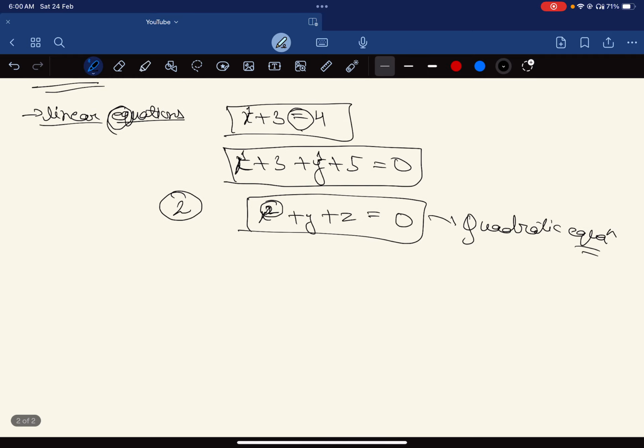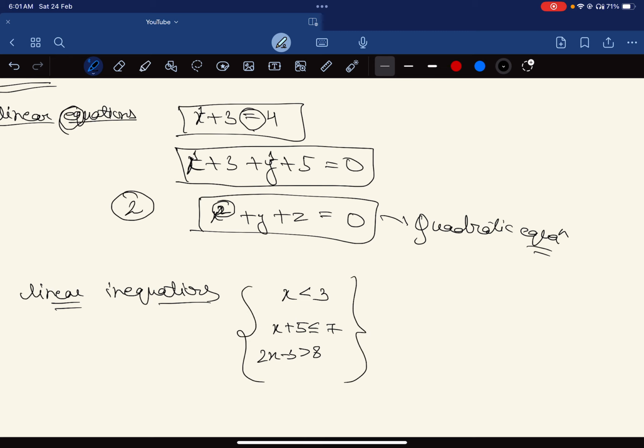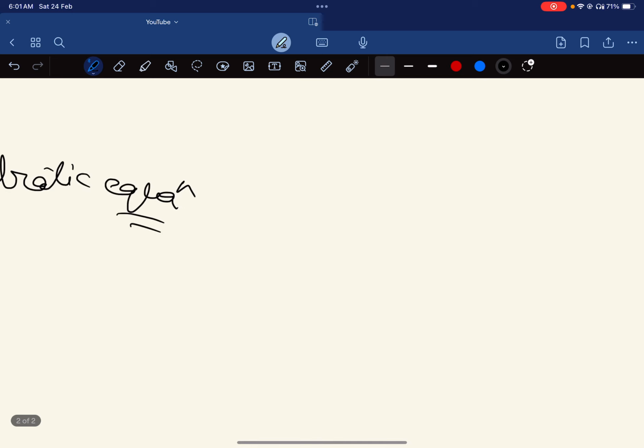But we have to study linear inequation. We will have inequations where the highest power of a variable will be 1. We will have inequations like x less than 3, x plus 5 less than or equal to 7, 2x minus 3 greater than 8, something like these. And we will have to solve them. How will we solve them? Let's go and read it.